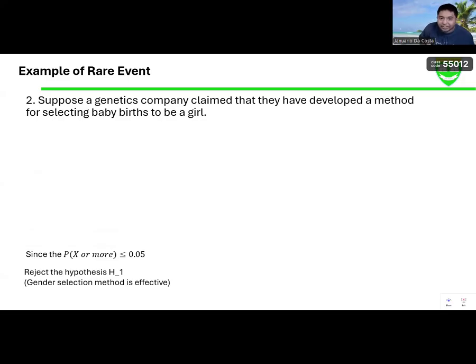Suppose a genetics company claims that they have developed a method for selecting baby birds to be a girl.